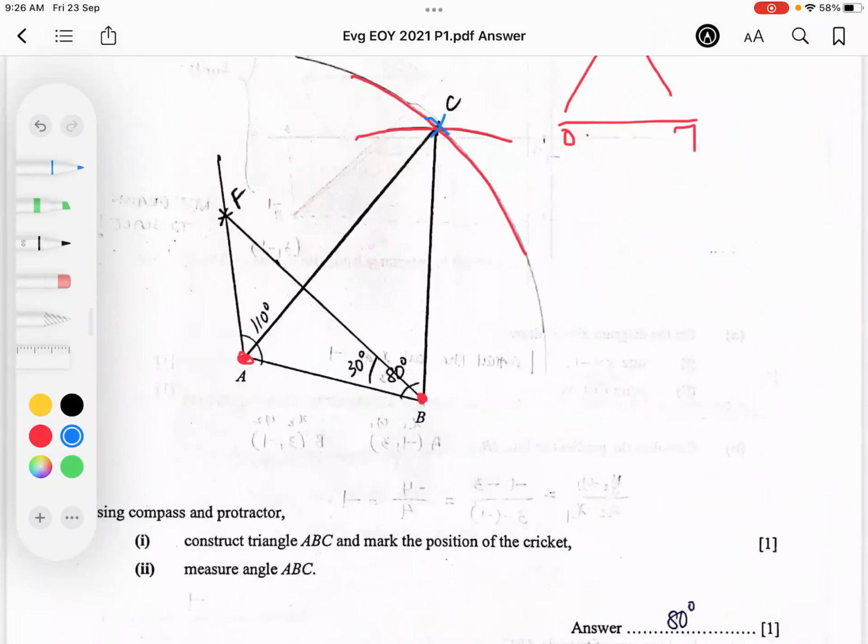Measure the angle ABC. Put the protractor in this way, 0, ABC, right? 0 here, then you read until this number.